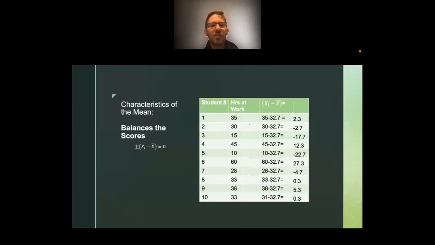So the mean balances the scores. If you take every case and every value of that case and you subtract the mean and then add them all up, it balances those scores and you'll come out to 0. This is kind of weird to describe, but essentially you're looking at how far from the mean every single value is. And if you take each value's distance from the mean, that means the mean is the exact center. So let's see what that looks like.